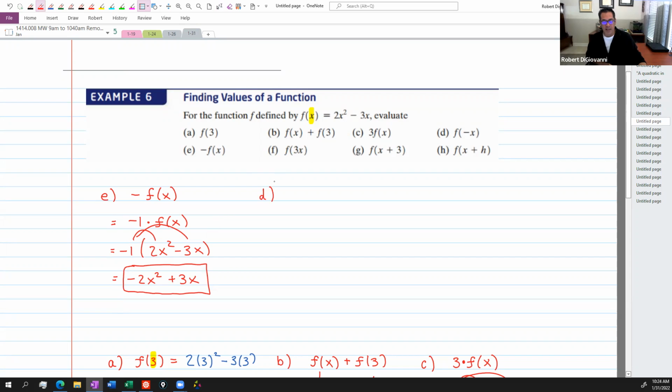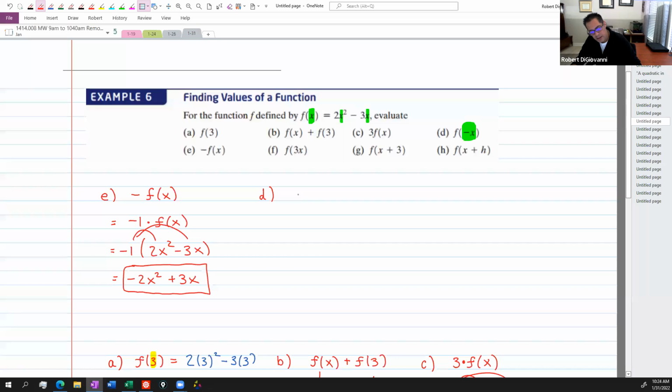Okay, for D, be very careful, the difference between D and E is that on D, we're replacing the x with -x. So that x right there, that x right there, that x right there, everything in green gets replaced with -x. That's different than putting a negative out in front like we did on E.